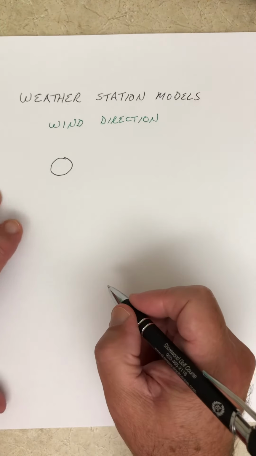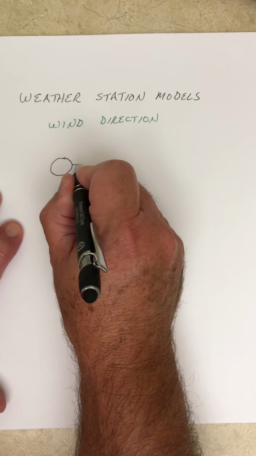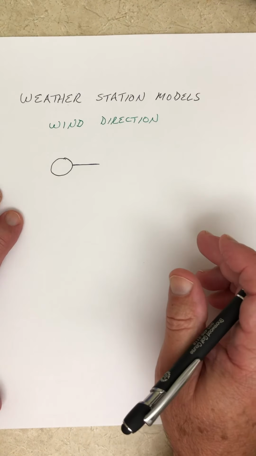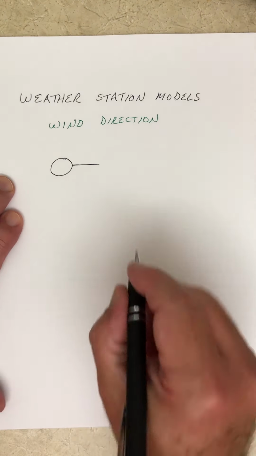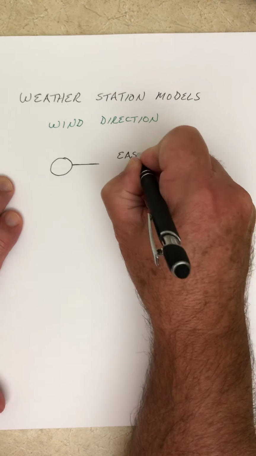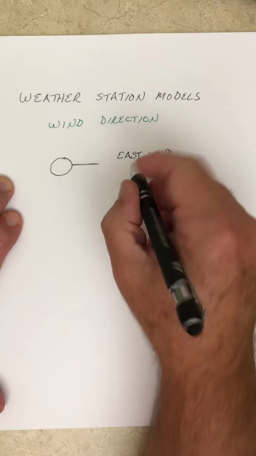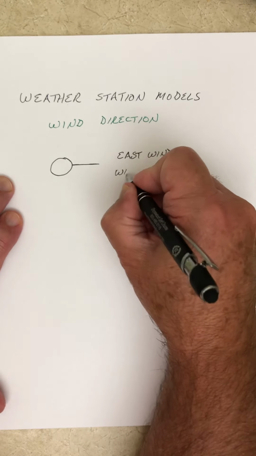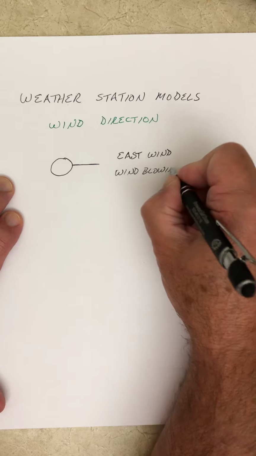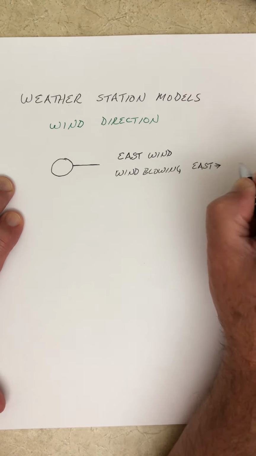And let's say that the wind is blowing out of the east. To indicate that, we would draw a quote-unquote flagpole pointing into the east. And so this would indicate an east wind. That's how we would describe it. And in this particular case, the wind would be blowing from the east towards the west.